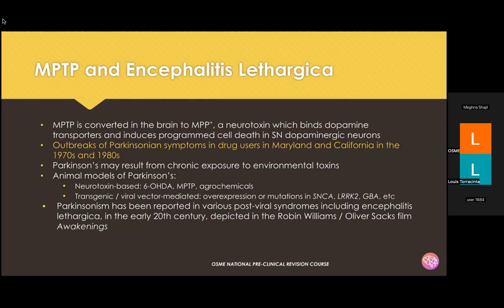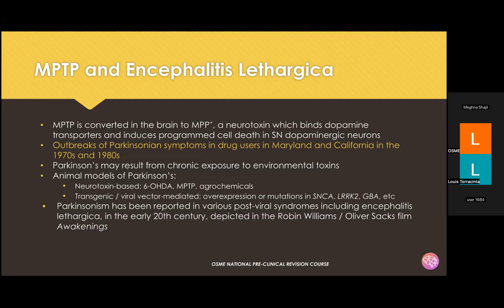Interestingly, there are some environmental causes of Parkinson's. One is called MPTP. This is basically a toxin which is converted to MPP+, a neurotoxin which binds dopamine transporters and induces programmed cell death in the substantia nigra. So you basically lose dopamine. This is the reason there were outbreaks of Parkinsonian symptoms in drug users, because they had exogenous exposure to MPTP, which the body converted to MPP+, which then destroyed their dopamine-producing substantia nigra. And then they all had Parkinson's, but it's because they were exposed to these toxins.